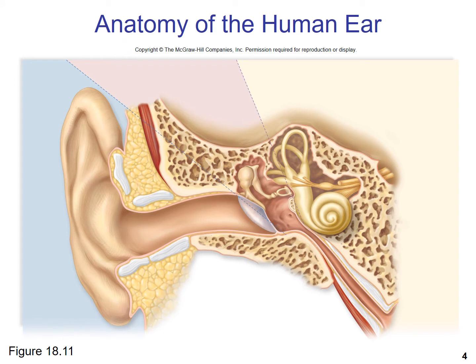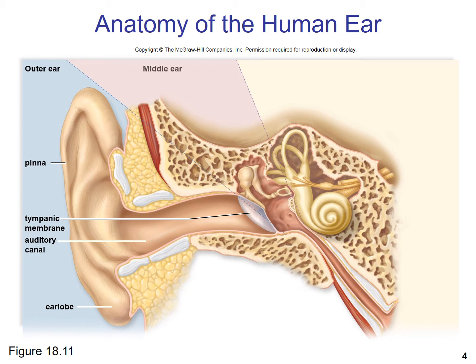So here's what the human ear is going to look like. If you look at the blue section, this is your outer ear. The pink section is the middle ear. The yellow section is the inner ear. Let's start with the outer ear. Here you've got the earlobe, and the entire outside of the ear is called the pinna. This is the auditory canal, which leads into the middle ear. The tympanic membrane or eardrum is the boundary between the outer ear and the middle ear.